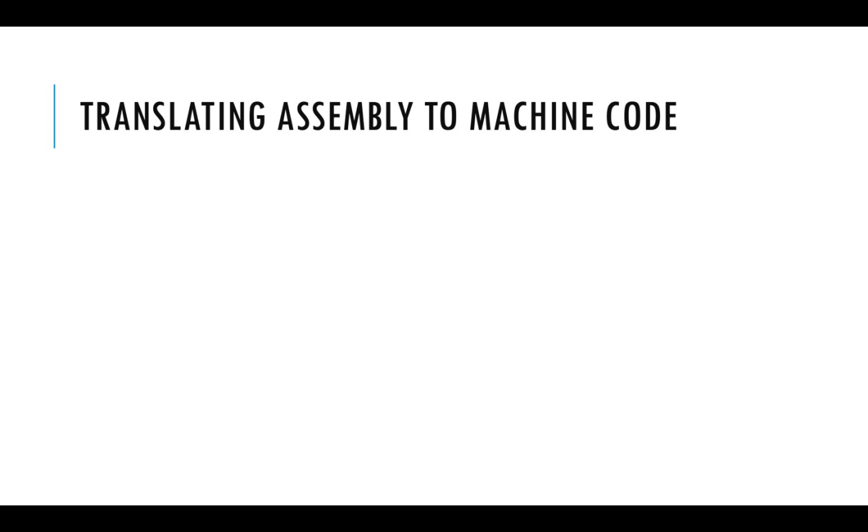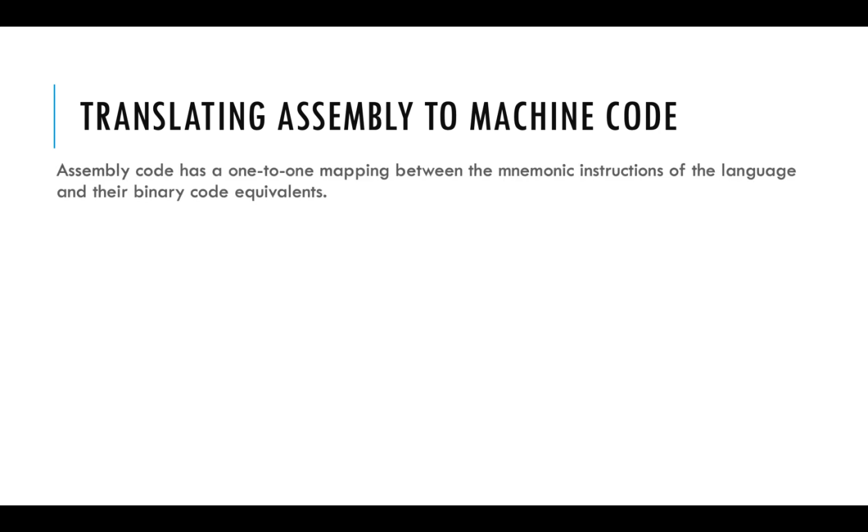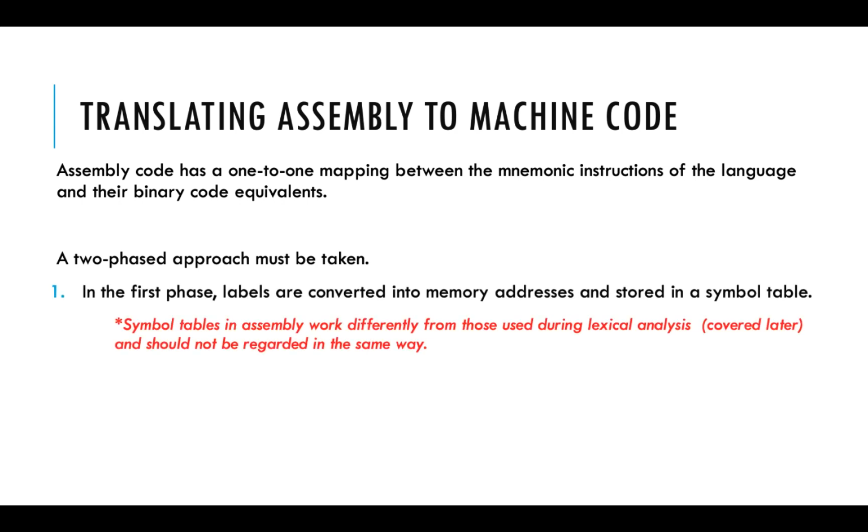Now at this point, AS students, you can switch off for a second. A2 students, you need to know how this process works. Translating assembly to machine code, because we know it has a one-to-one mapping, we take a two-phased approach. In the first phase, the labels are converted into machine code addresses and stored in something called a symbol table. Symbol tables in assembly work differently to those during lexical analysis, which is covered in the next video.